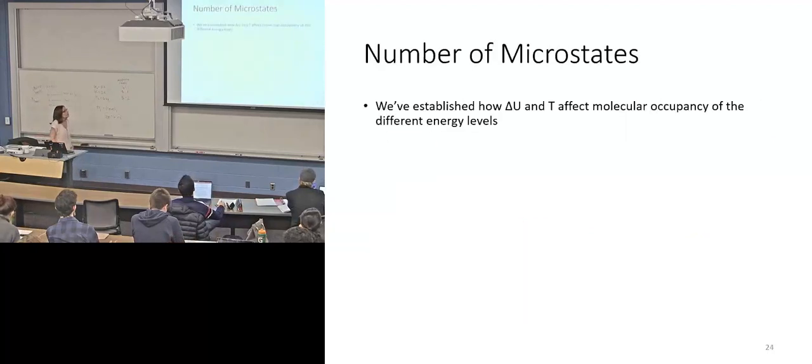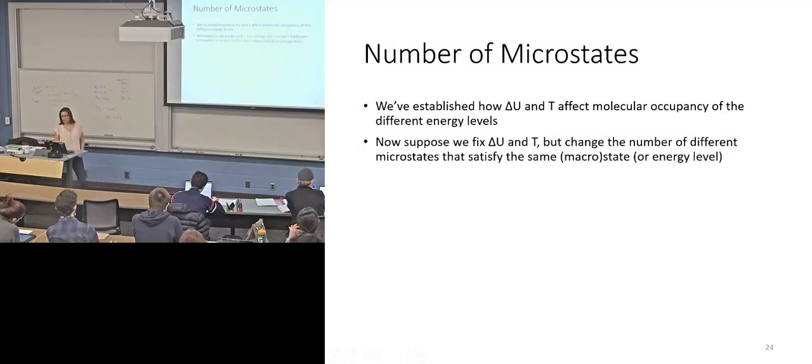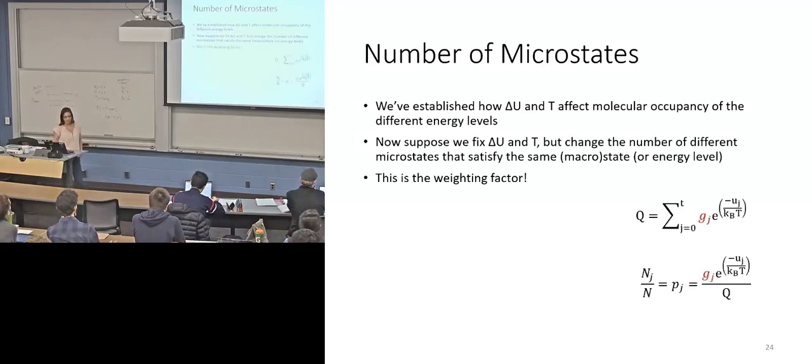So we've established how delta U and T affect molecular occupancy of the different levels. As U goes up, or as the spacing, delta U, gets bigger between levels, fewer levels will be populated. As T goes up, more levels will be populated that are higher. If you fix those things and you change the number of different microstates that satisfy the same macrostate, the energy level you're at, this is your weighting factor.